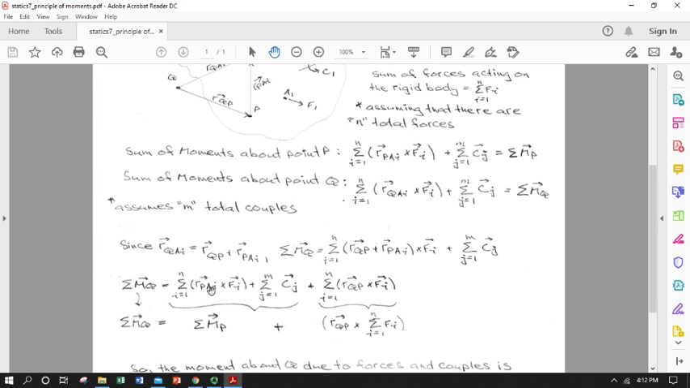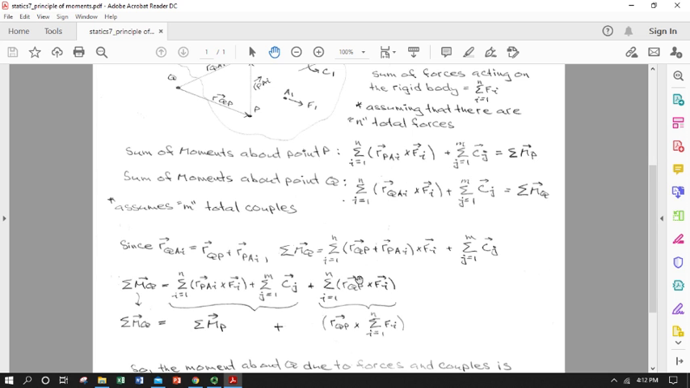So basically, if we could figure out this extra term, we wouldn't have to recalculate all of these moment contributions of all of these forces about point Q. So let's look at calculating this. This term is telling us we've got the sum from i equals 1 to i equals n of r_QP cross F_i.